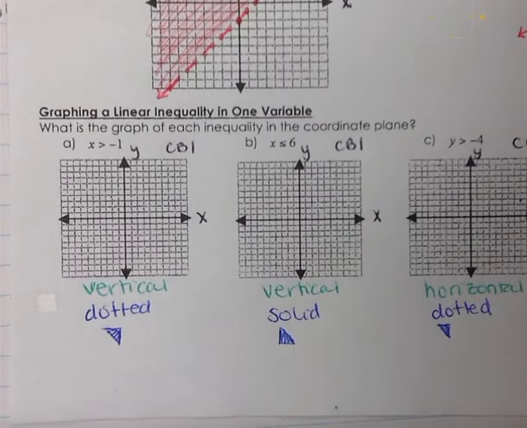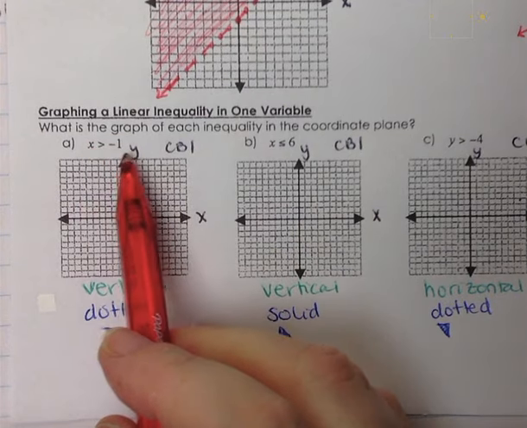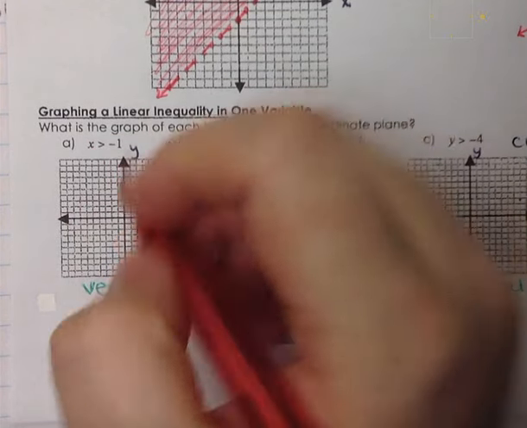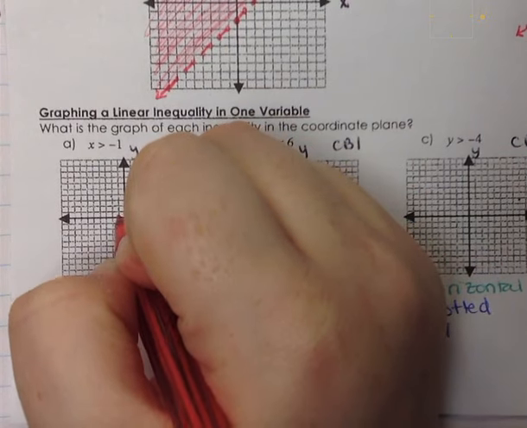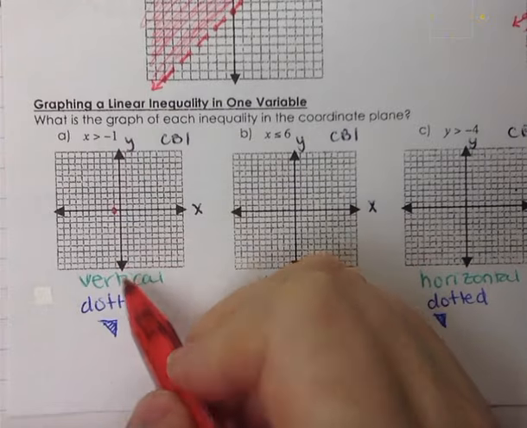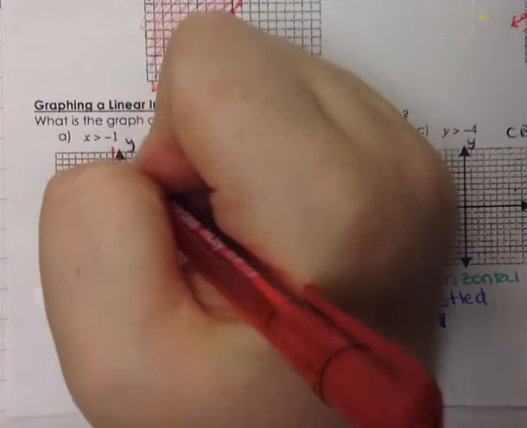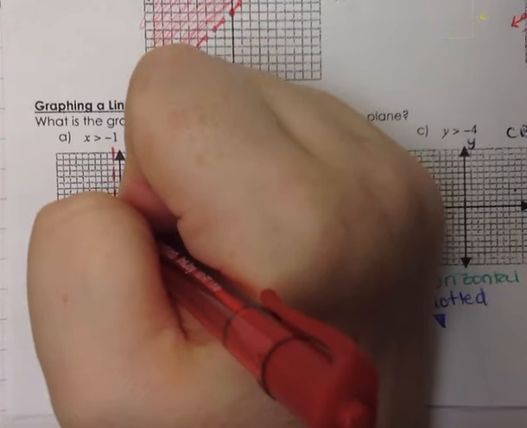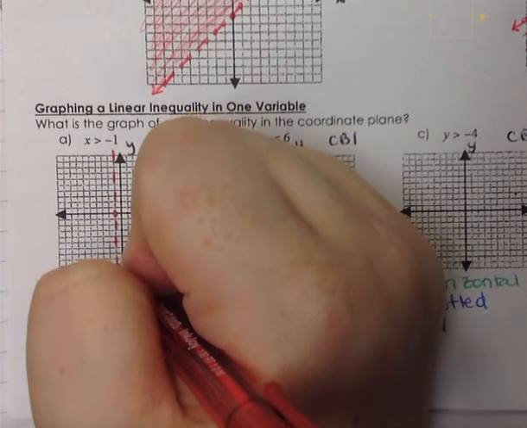So let's go and graph these. So x is greater than -1. What we do is we go to the x value of -1. On the x-axis, we go to -1. And then all of these numbers, that vertical line at x equals -1, it is going to be dotted, so I'm just going to draw a dotted vertical line through that x is -1.